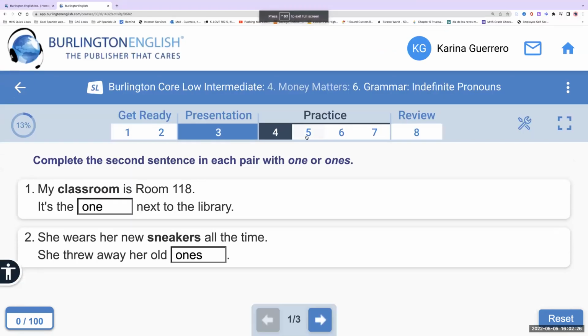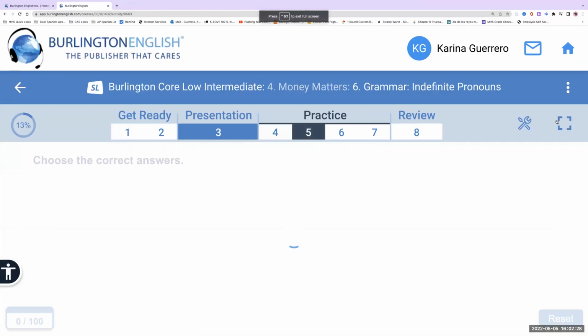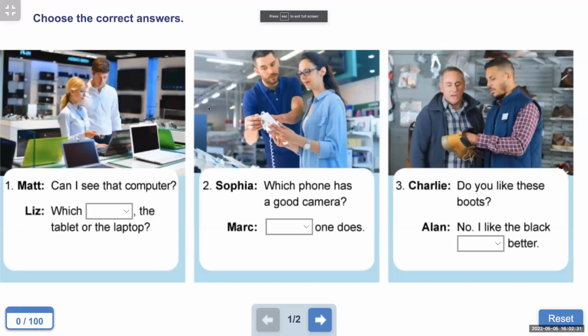Now I want to go through practice 5. In practice 5, it says choose the correct answers. We're still looking at ones. We're looking at that, this. We're looking at ones, one. So the question here, and we're only going to go through 1 and 2 again. Matt says, can I see that computer? Which blank, the tablet or laptop?